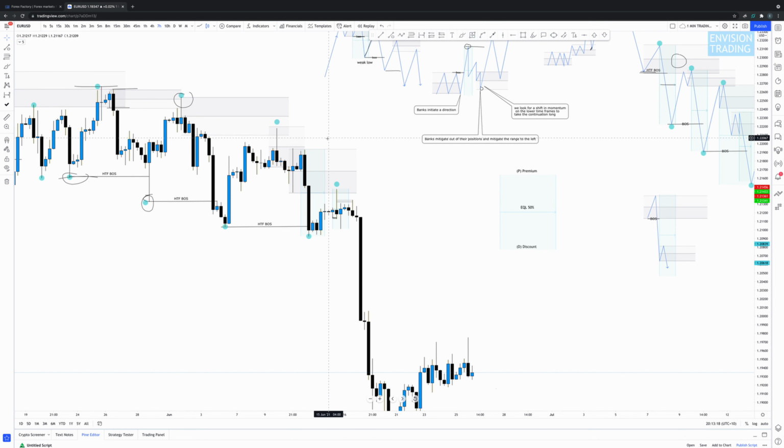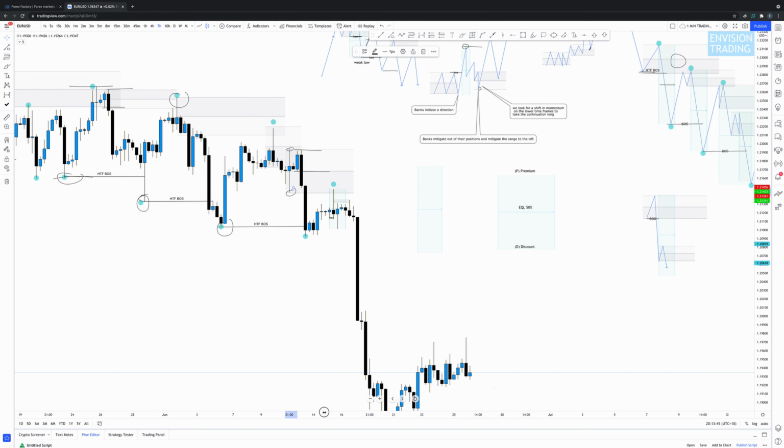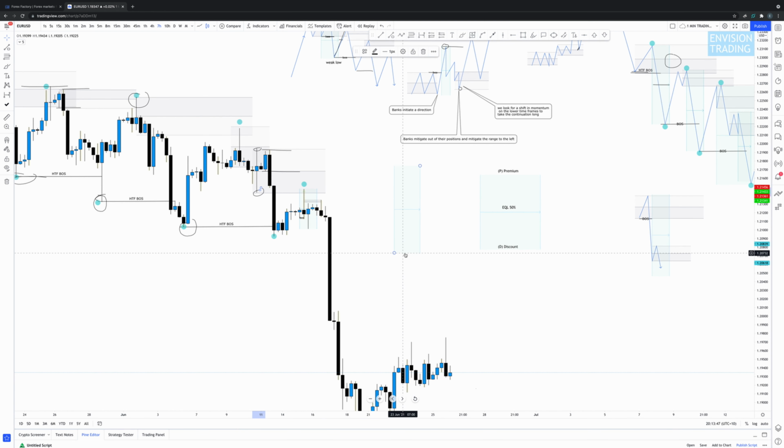Let's zoom in. We have this range. We break structure. This is major structure, we break it. And what do we get? We get our pullback. So this is the high of the range, this is the low of the range, a higher time frame range. You can refine it to here also. But if we get a momentum shift, when we tap into this high time frame range, it's a great spot to be selling. And how do I know it's a great spot to be selling? Because of the premium and discount and equilibrium.